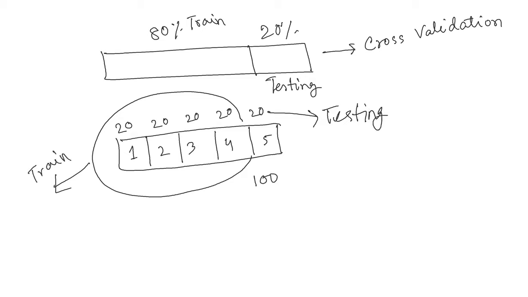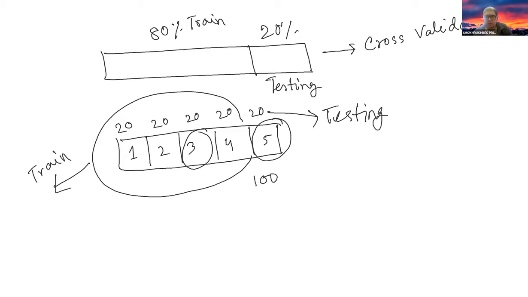Now, somebody tell me, I took this 5th box for testing. What if I take the 3rd box for testing? Why did I not take the 3rd box for testing? Is there any reason? Because it's already used in training. Yes. So now, can we make it more random?